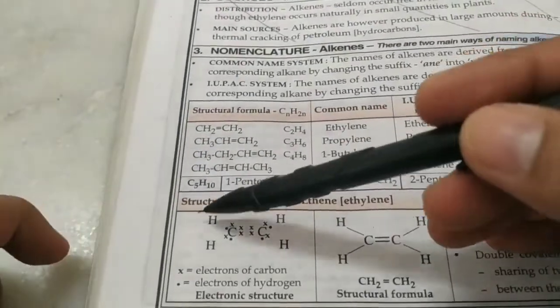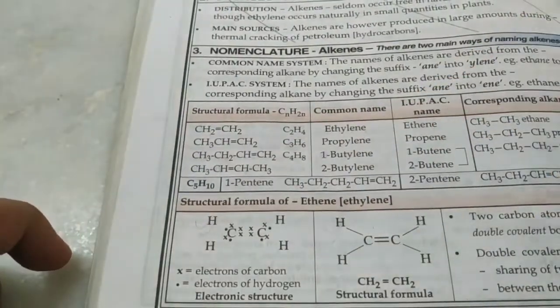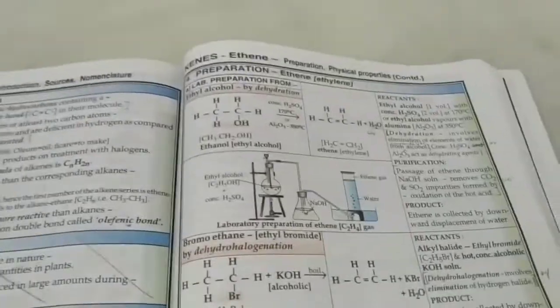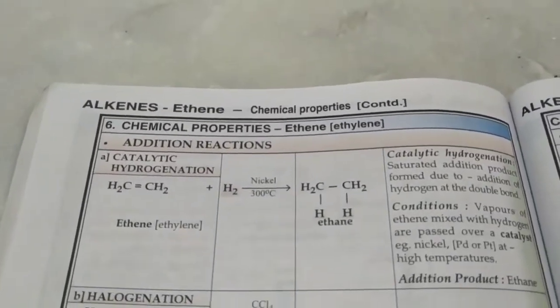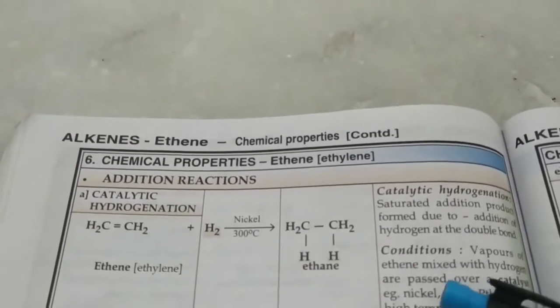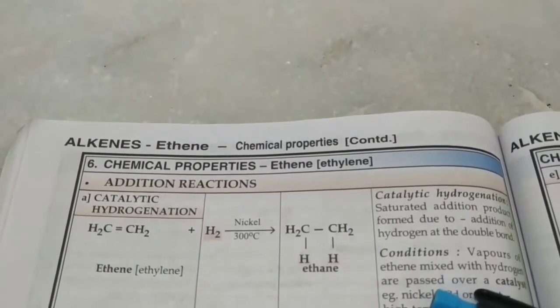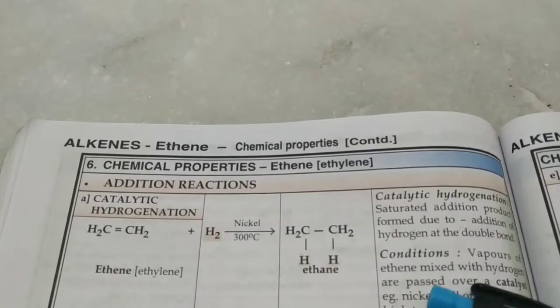Now, practice the cross and dot structure and the structural formula. Preparation is not there in our reduced syllabus. So let's go for the chemical properties. It's an unsaturated hydrocarbon. That means it won't undergo substitution reactions. It will undergo addition reactions.